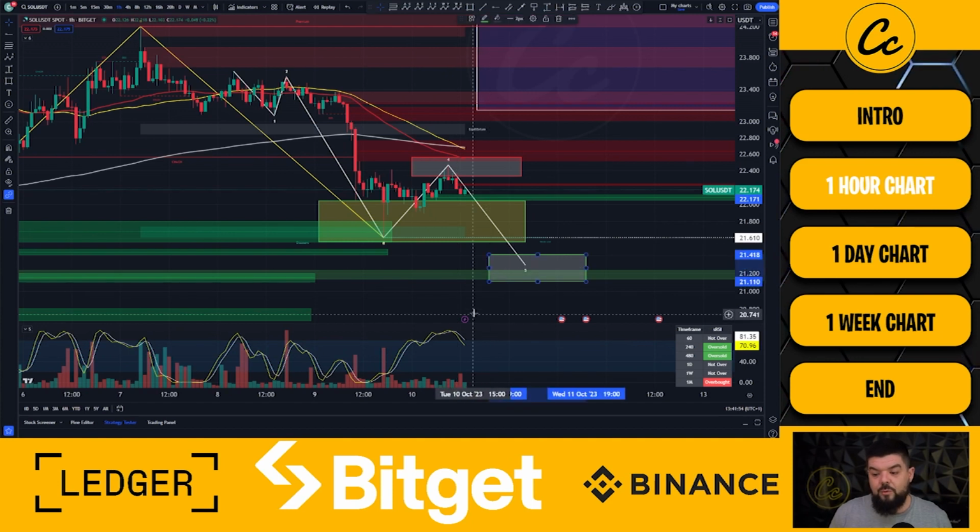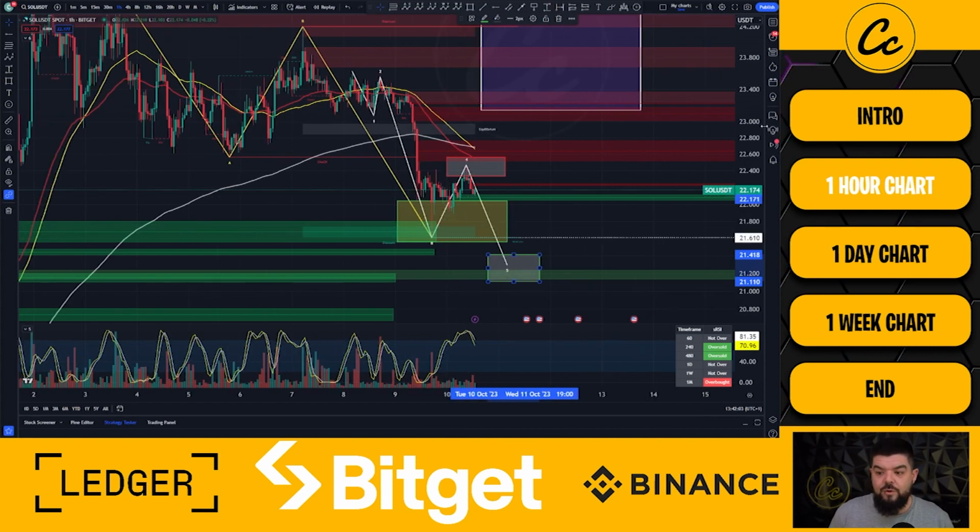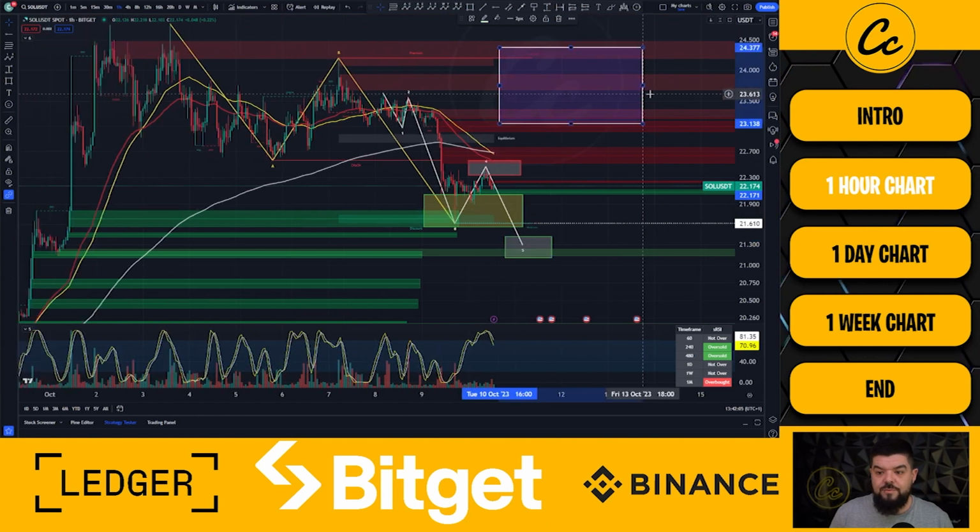And overall, guys, I will be targeting a move to $21.41 to as low as $21.11 over here on the 1 hour chart, from which we will obviously look for a retracement. We can have an early look at this retracement to a possible $23.13 to $24.37. However, we need to see these structures finish playing out.